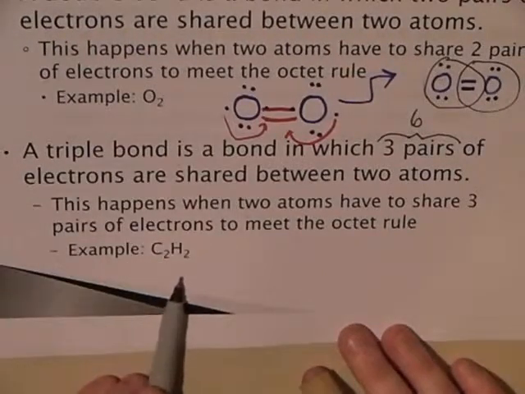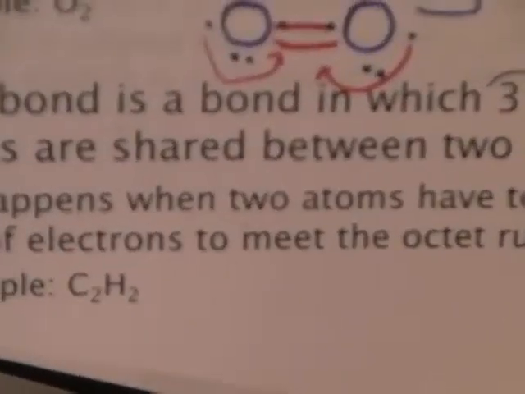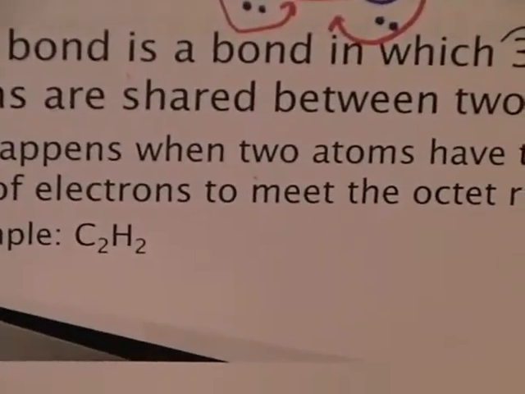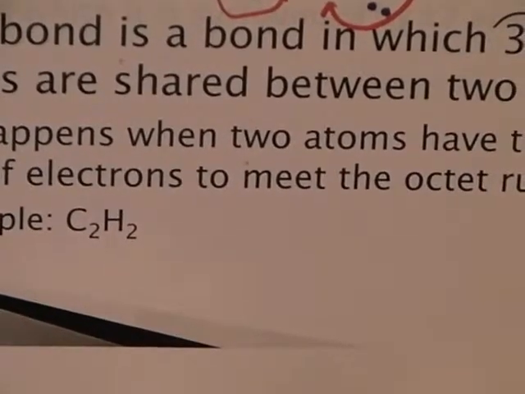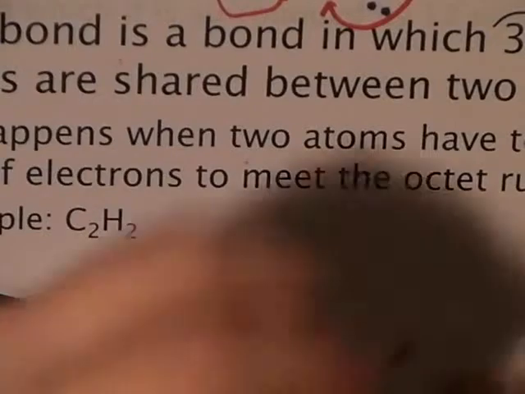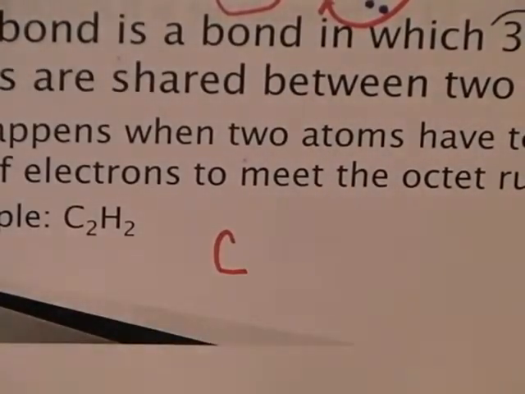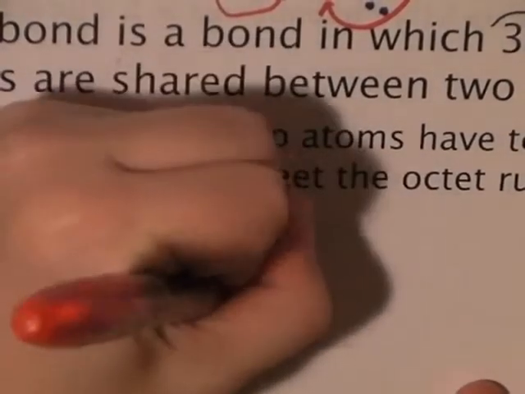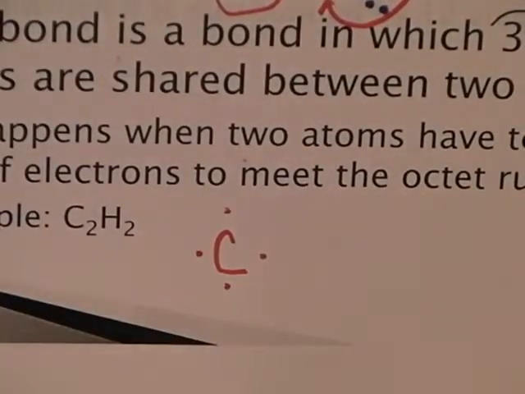If you're given C2H2 as an example, let's go ahead and zoom in on that. C2H2. So let's go through our steps. We need to draw the dot diagrams for each one. So carbon has how many valence electrons? I'll wait for you to answer. Good, it has 4. So 4 single dots, right?